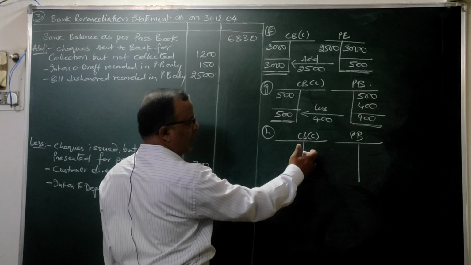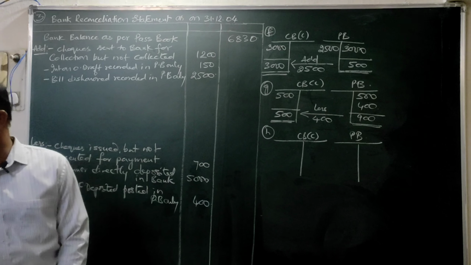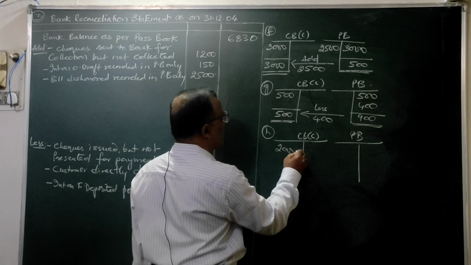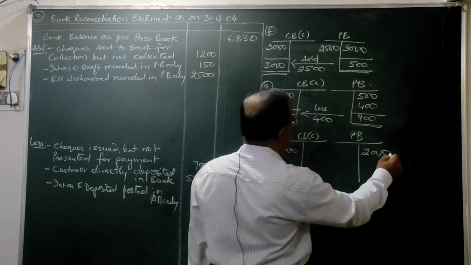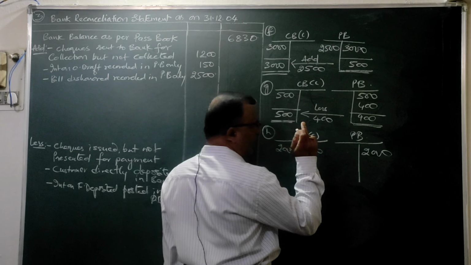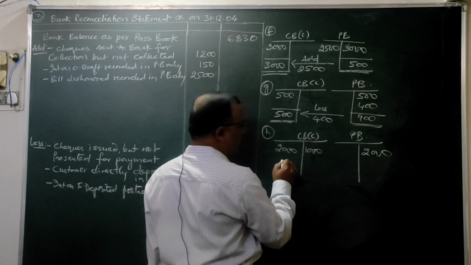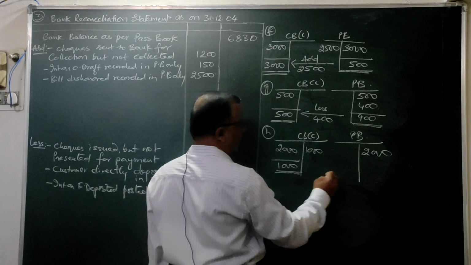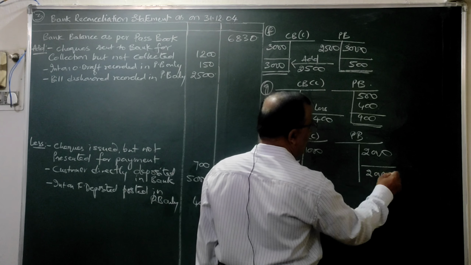That means it is posted here in the cash book. How much is being posted? 1000. So let's take 2000 as the minimum balance. Now by mistake it is posted here on the credit side in the cash book only. The mistake is not committed in the passbook, so the passbook will be as it is. So 2000 minus 1000 will be 1000. The cash book will be showing a balance of 1000 rupees, and the passbook is showing a balance of 2000.